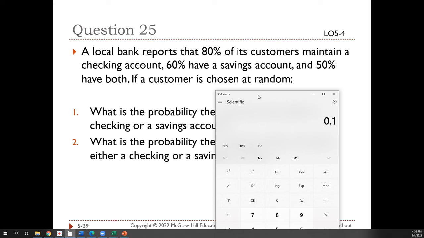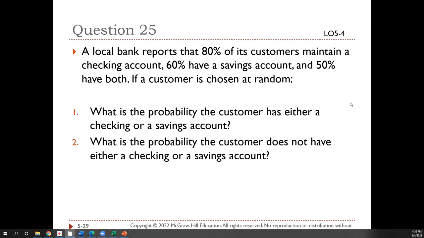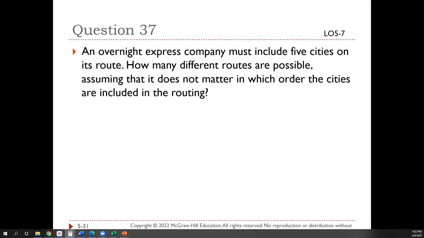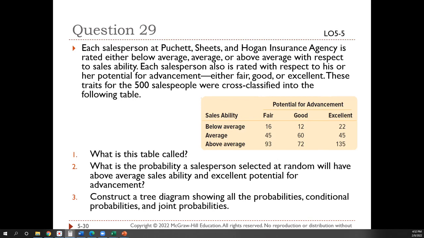All right, almost there. Only have a few more to go. Yeah, just 2 more.